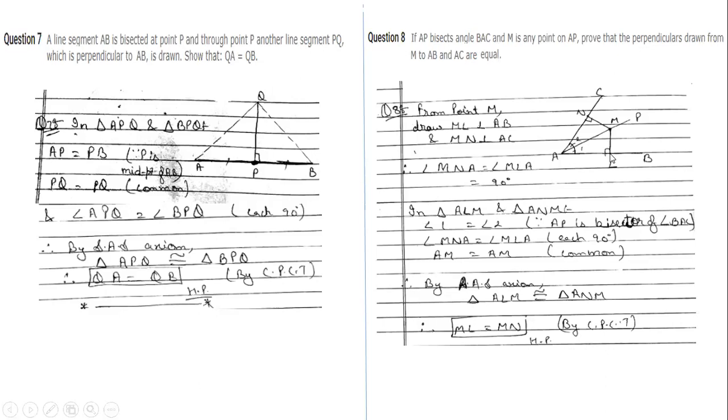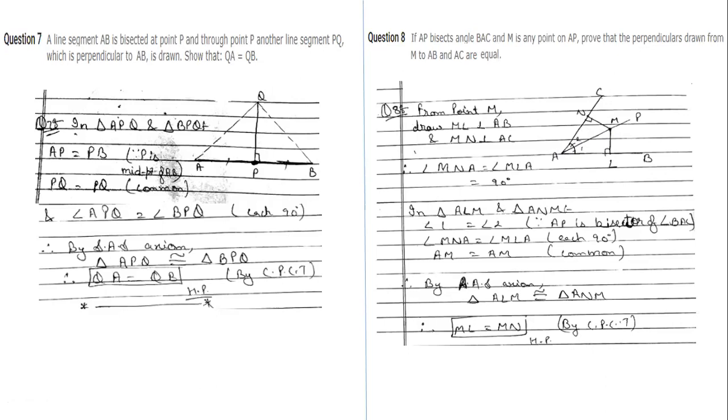In this question, they say AP bisects angle BAC. So first of all, just draw angle BAC. AP bisects this angle. That means angle BAP and angle PAC are equal. Consider this one as angle 1, this one as angle 2. This construction is according to this half statement.